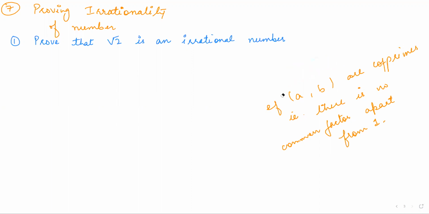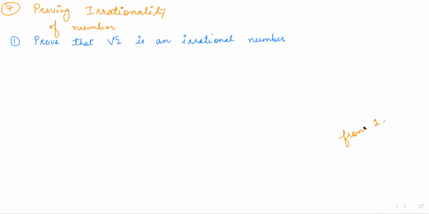Now we have to prove that it is irrational, right? So we will use the method of contradiction. First of all, we will assume that under root 2 is rational, and in the end there will be a contradiction, so that we can say that our assumption was wrong and it is irrational. That is called the method of contradiction. So let us assume under root 2 is rational.